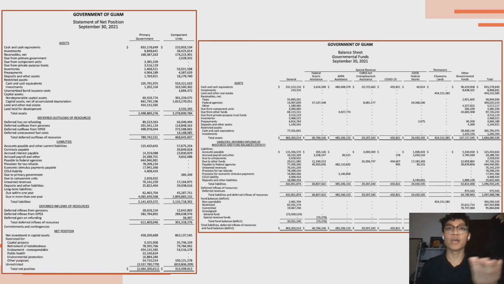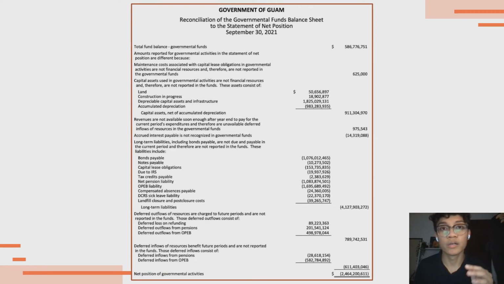So on the left, we have the statement of net position, and on the right, we have the balance sheet. We need to reconcile the total fund balance for governmental funds found in your balance sheet to the net position of governmental activities found in your statement of net position. So to do this, there's a number of items that should be reconciled, like depreciation on capital assets or issuance of long-term debt. And you can see here on GovGuam's reconciliation, they're items that required reconciling.